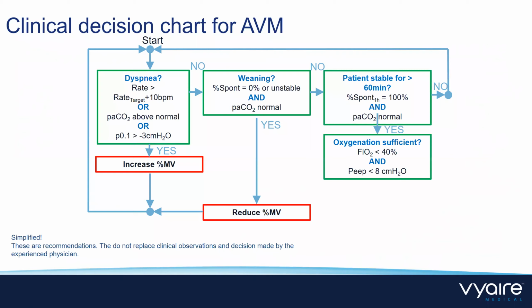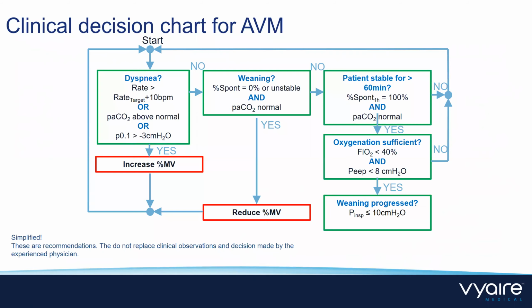If you can say yes, then you have to look at the oxygenation and if the PEEP is correct and below 8 or 5. If this is not the case, just go back to start again. If you can say yes, is the inspiration pressure fine as well? And if it's not the case, then no. And reduce minute volume and go back to start again. If you can say yes, then you should consider a spontaneous breathing trial.